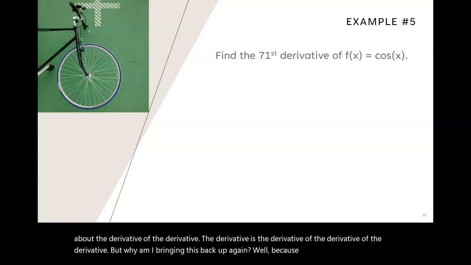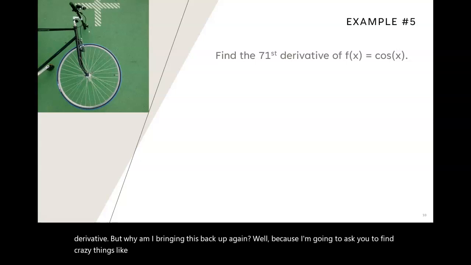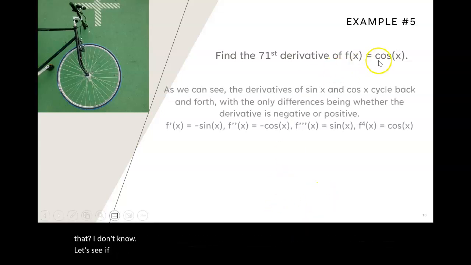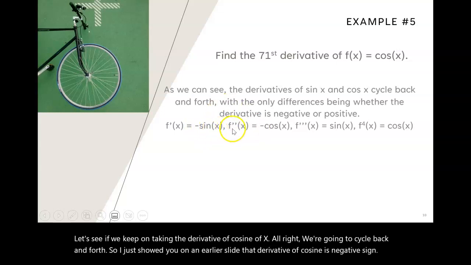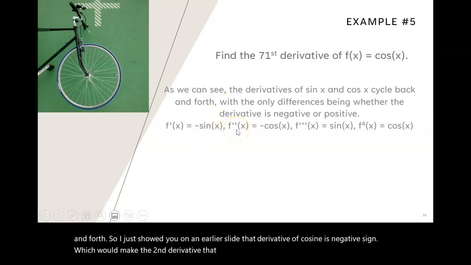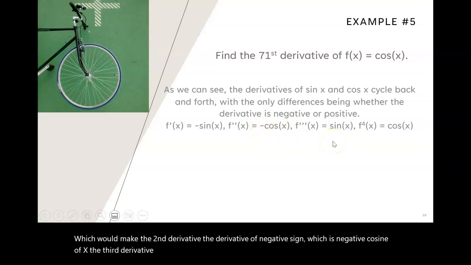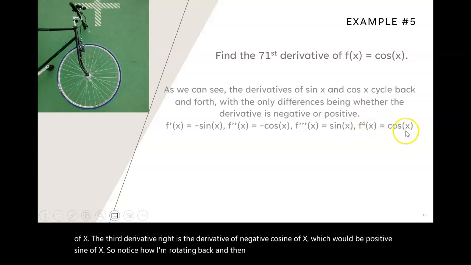Because I'm going to ask you to find crazy things like the 71st derivative of f(x) equals cosine of x. How am I supposed to know that? I don't know. Well, let's see. If we keep on taking the derivative of cosine of x, we're going to cycle back and forth. The derivative of cosine is negative sine, which makes the second derivative the derivative of negative sine, which is negative cosine of x. The third derivative is the derivative of negative cosine of x, which would be positive sine of x. Notice how I'm rotating back. And then the fourth derivative would be cosine of x.